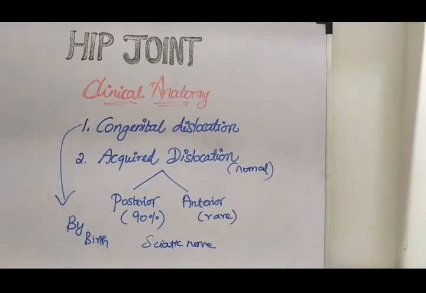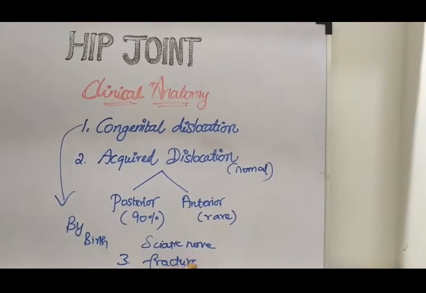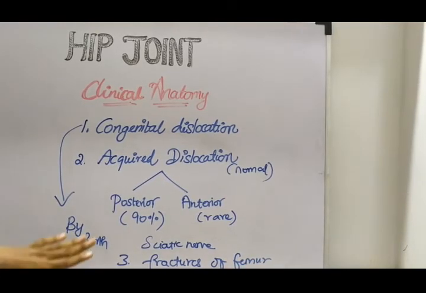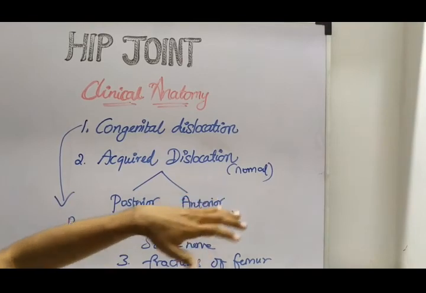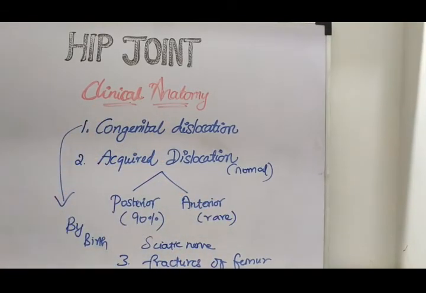And also in the clinical anatomy we can add the fractures of the femur, especially in the neck of the femur. If a fracture occurs, that will damage the retinacular arteries and vessels supplying the head and neck of the femur, which then causes avascular necrosis.